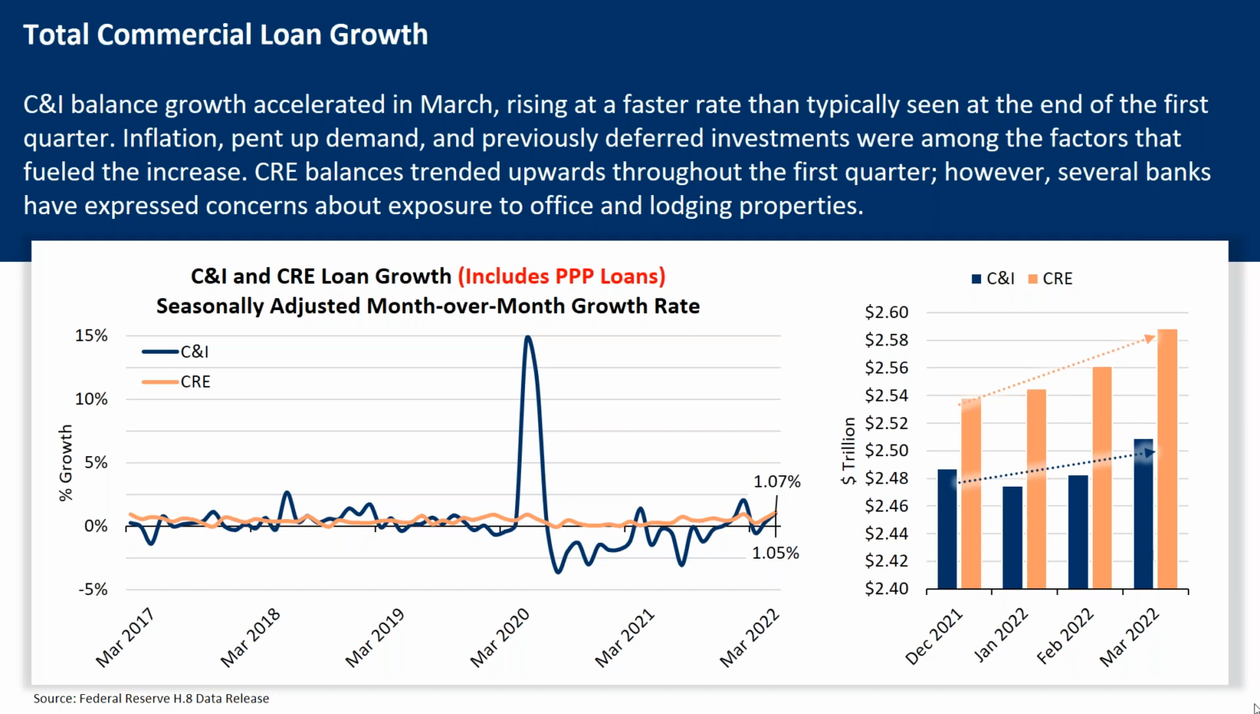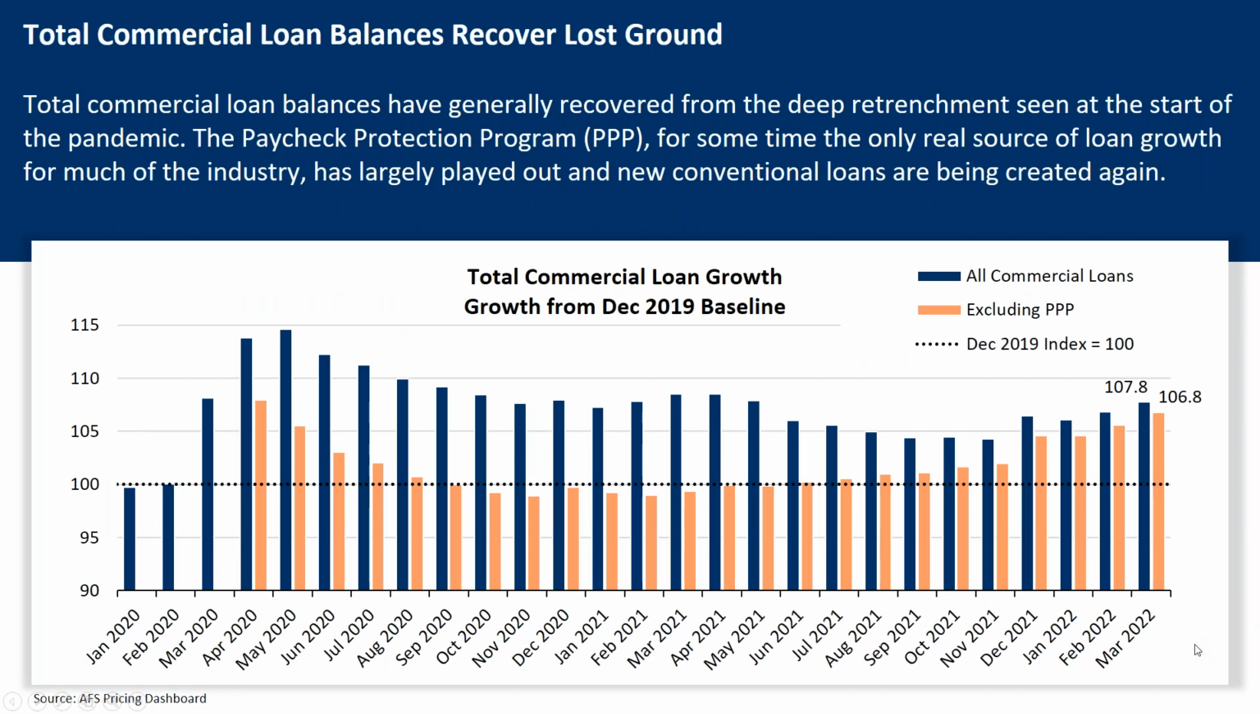On the next slide, this chart compares balances in each month to a December 2019 baseline, which is indexed at 100. So a value above 100 indicates that balances in the month were X percentage points higher than they were in December of 2019, while a value below 100 means that balances were X percentage points lower than December of 2019. The blue series represents commercial lending, including the PPP, and the orange series represents commercial lending excluding PPP.